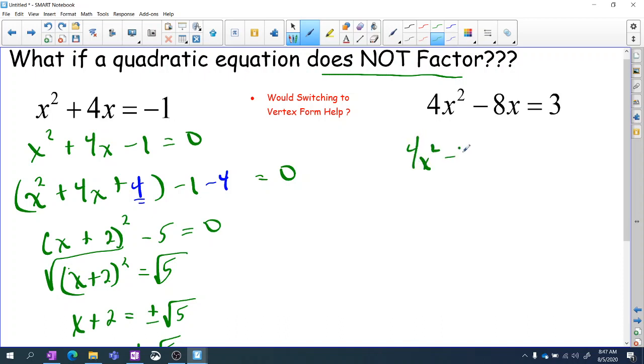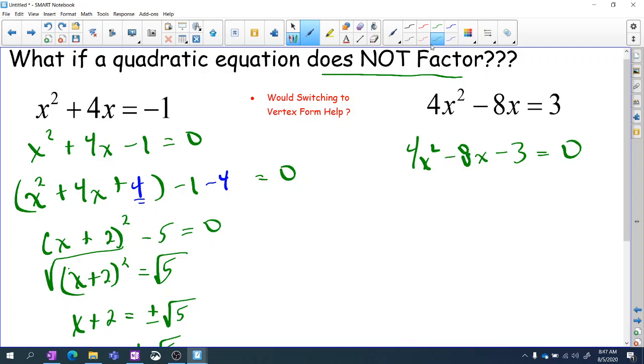4x squared, take away 8x, take away 3, equals 0. Let's suppose I try and factor. 4 times -3 is -12. I want to multiply to get -12 and add to give a -8. Well, sometimes students say, well, -6 and -2. They won't work because they multiply to give a +12. So if you try all the possibilities to multiply and get -12, there are none that add to -8.